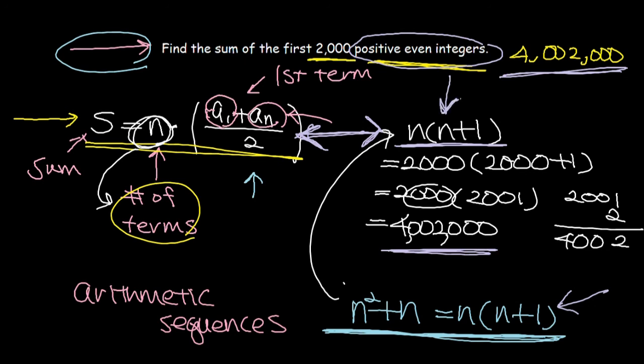In my next video, I'll be explaining how to use a different formula for positive odd integers, the sum of the first blank positive odd integers. Please do not get them mixed up. This formula only works for even integers.